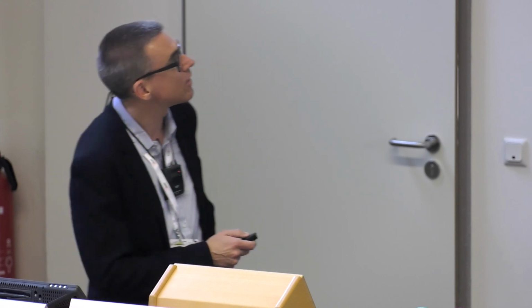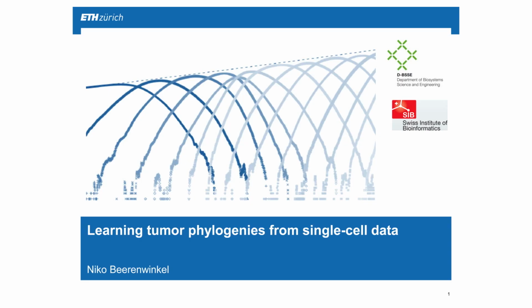So I would like to talk about single cell data and using it in order to make inference about tumor phylogenies. And before explaining a little bit our approach, I will make a few comments on why we might be interested in doing that and what exactly I mean by this.